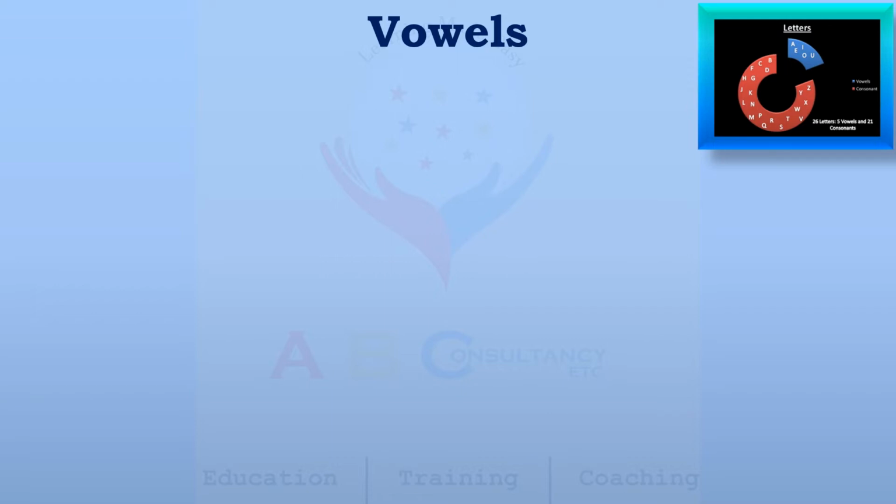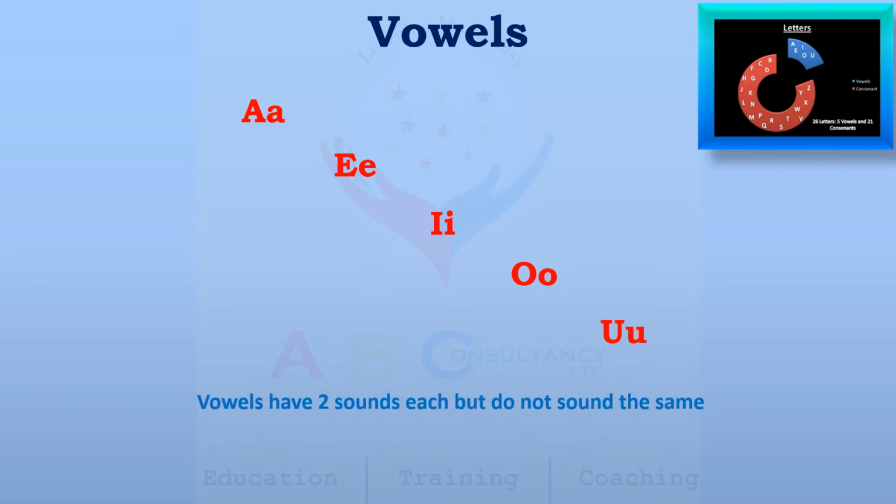Vowels. A, E, I, O, U. Vowels have two sounds each, but do not sound the same. One is short and the other one says its name.